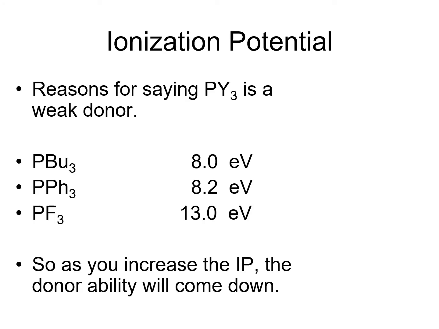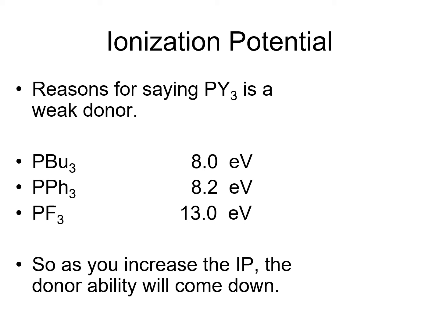Now here I have for you three ionization potentials, and you can immediately see that they fall in the range that you would expect based on the electronegativity of the group attached to the phosphorus. When a butyl group is attached to the phosphorus, the electron is easily removed. The ionization potential is 8 electron volts. Whereas when I put a phenyl group, which is a stronger electron withdrawing group and a poorer donor, it slowly goes up to 8.2 electron volts.